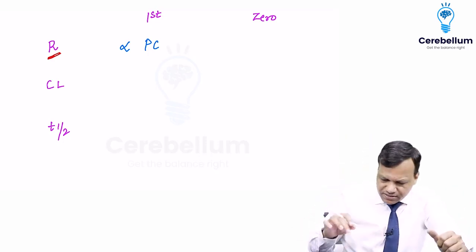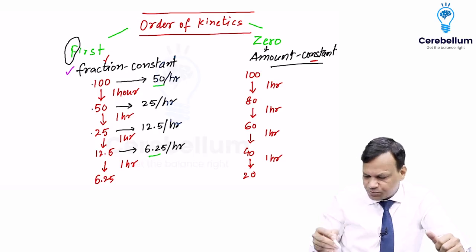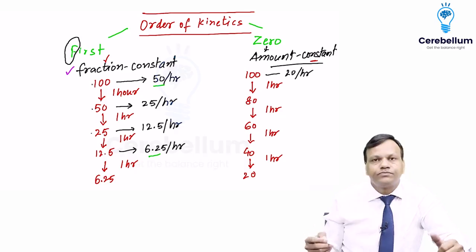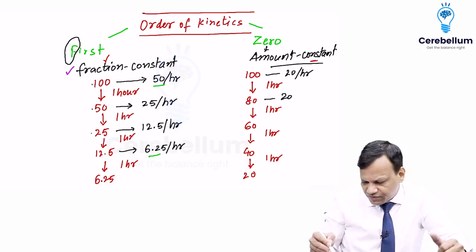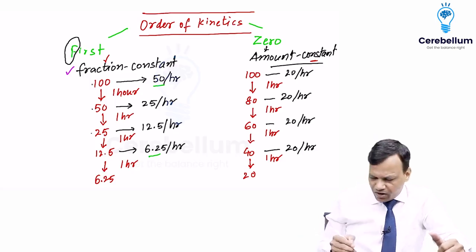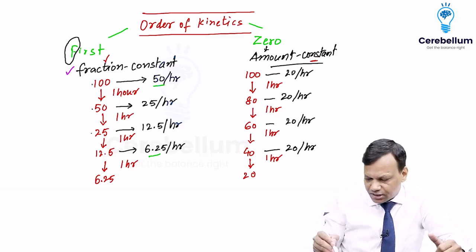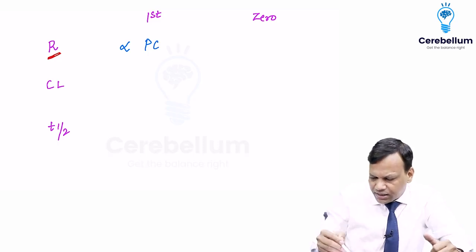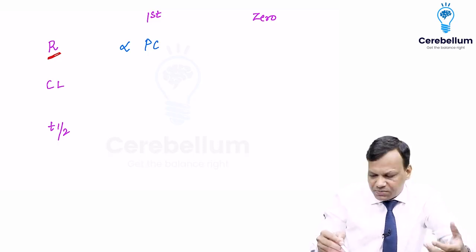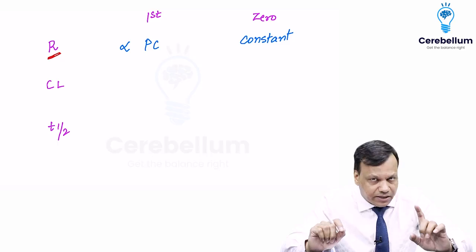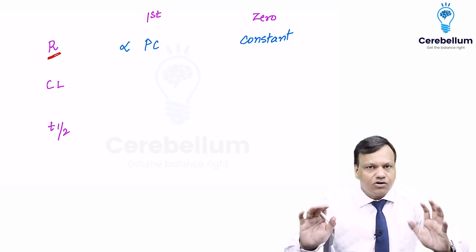Okay. Now we'll see the same thing in zero order. What is the rate of elimination at this point? 100 minus 80, that means 20 in 1 hour divided by 1. Here 80 minus 60, that is 20 per hour. 60 minus 40, 20 per hour. 40 minus 20, 20 per hour. So what we noted, whatever the plasma concentration may be, rate of elimination is the same. So we can safely say in zero order kinetics, rate of elimination is independent of plasma concentration, or we can say it is constant. In first order kinetics, it is directly proportional. In zero order kinetics, it is constant.